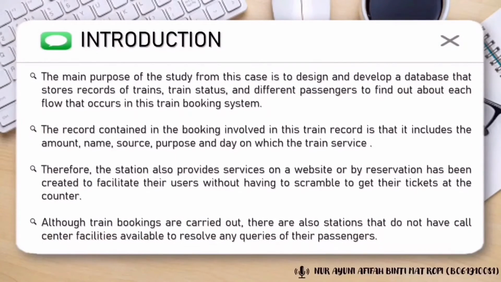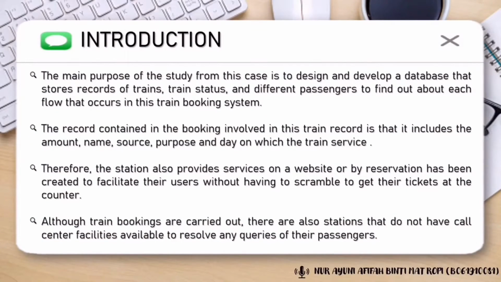Production is the main purpose for this study. From this case, the aim is to design and develop a database that stores records of trains, train status, and different passengers, to find out what each flaw is that occurred in this train booking system. The record contained in the booking includes the amount, name, search purpose, and date on which the train service runs.